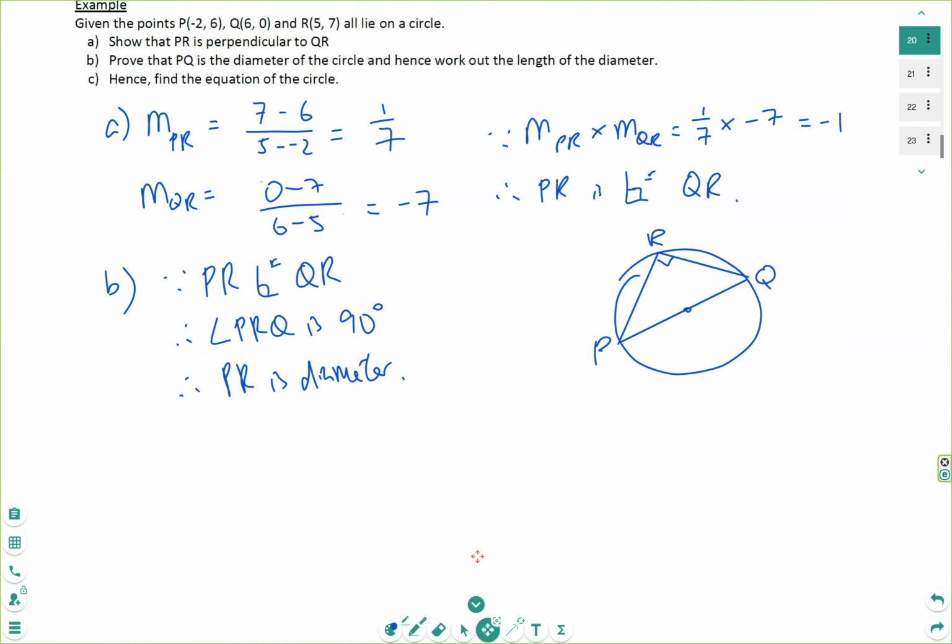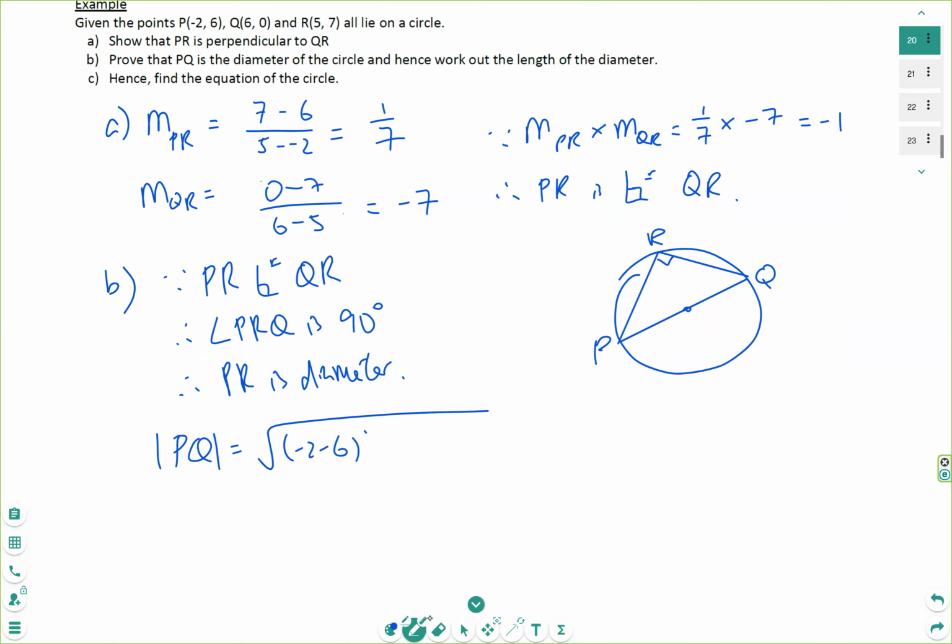To work out the length of the diameter, we work out the length of PQ, and we can use the distance formula. Remember, the two straight bars here mean the distance. So we can do -2 minus 6 squared plus 6 minus 0 squared, square root, put in a calculator, equals 10. So the diameter is 10.